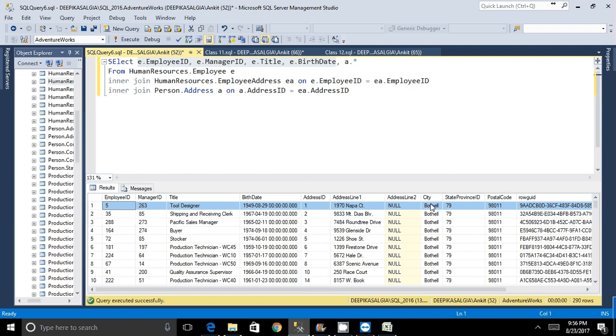Bothell, right? The city isn't there. If I ask you in which state the employee ID 5 lives, in which state he lives? No, state. The city is Bothell, but what's the state? Yeah, but it's not the name of the state, it's an ID. So do you see, you have the address, but if you want to find his state, which is 79, you have to look in some other table. So let's see, where do you have the name of the state? You have the state province ID, which is 79. So you have to find out what 79 means, which state it is.